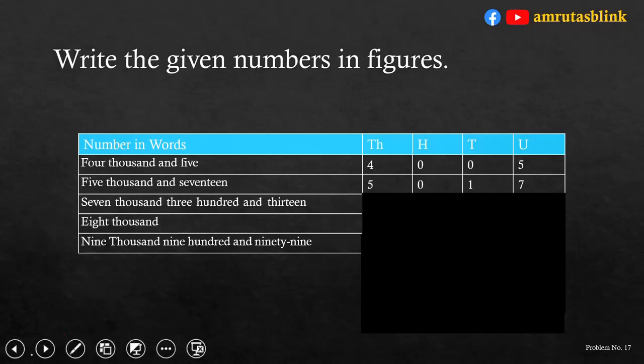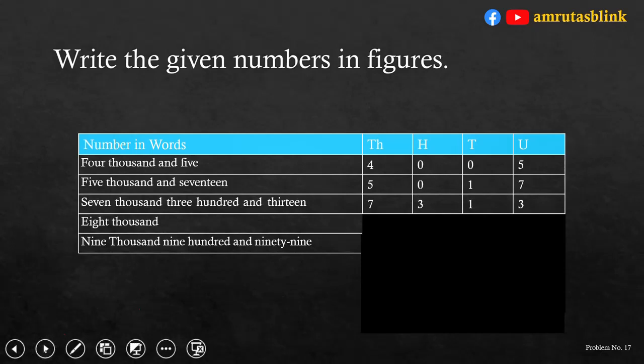Next is 7313. It is a very easy problem. So 7 is at thousands place, 300, so 3 at hundreds place, and 13, 1 is at tens place and 3 is at ones place. So the required number is 7313.